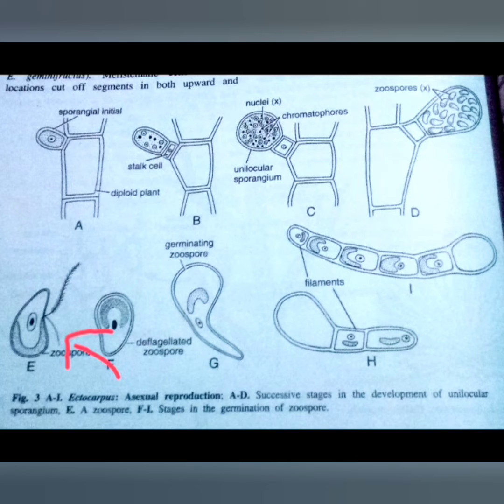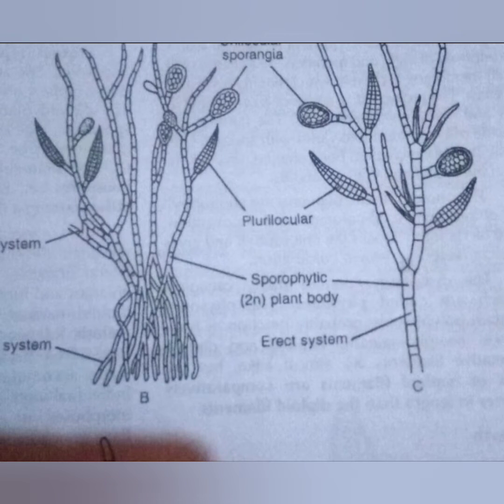Now, the sporophytic diploid plant produces two types of sporangia. This is what I also mentioned in the last class, if you remember. The first type of sporangia is referred to as the unilocular. You can see here the unilocular sporangia, and the second type is referred to as the plurilocular or neutral sporangia. Unilocular, single chambered, and plurilocular, as you can see here, pluri meaning many.